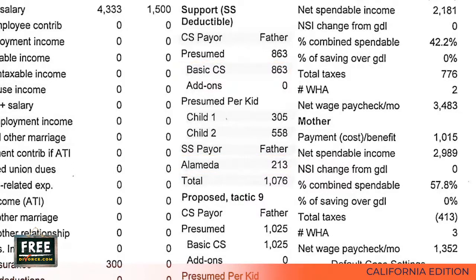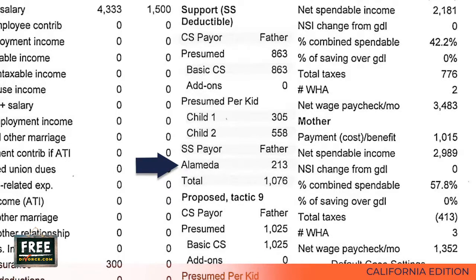If you look in the middle of the printout, you will see Basic CS and $863 next to it. The printout is telling you that the child support number is $863 per month. Below the child support numbers, you will see SS Payor and Father. SS stands for spousal support. This is telling you that father owes mother spousal support. Just below SS Payor, you see the word Alameda, and next to that, $213. Alameda is the county for which this particular support calculation was made.